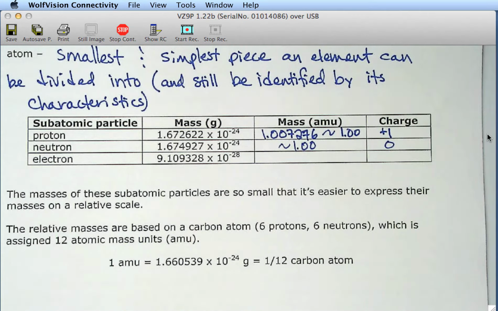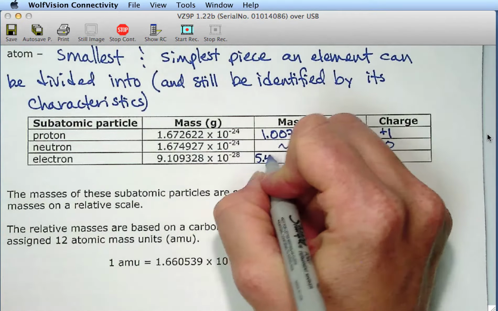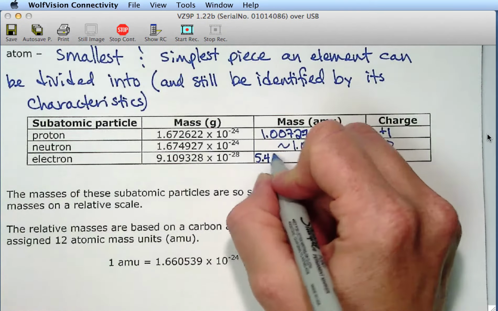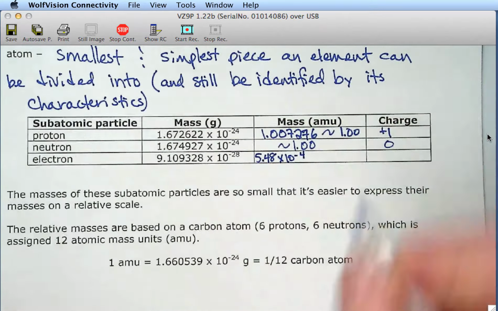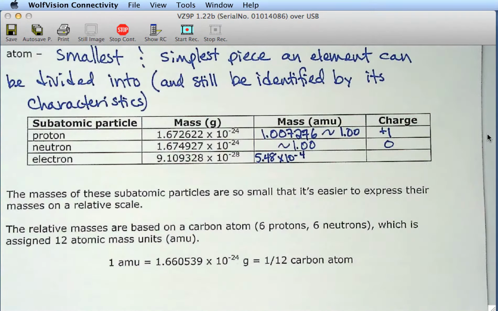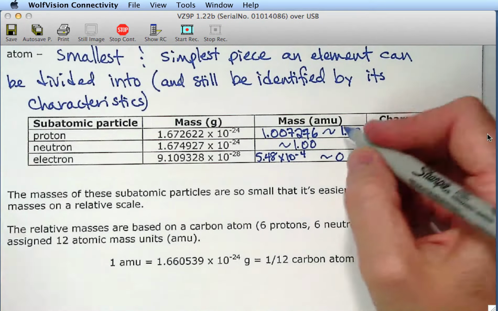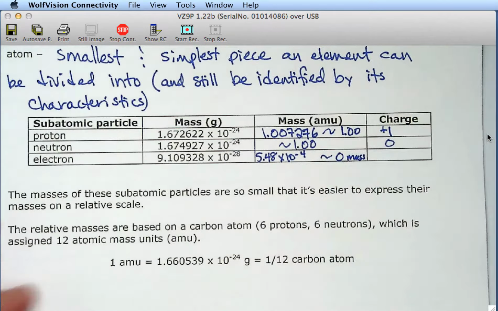Now an electron has a relative mass of 5.48 times 10 to the negative 4, let's call it. And what we do with that is we say that it's negligible. It doesn't really contribute to the mass of an atom. It's the protons and the neutrons that contribute to the mass, while the electron is approximately 0 mass. Now the charge on an electron is negative 1.